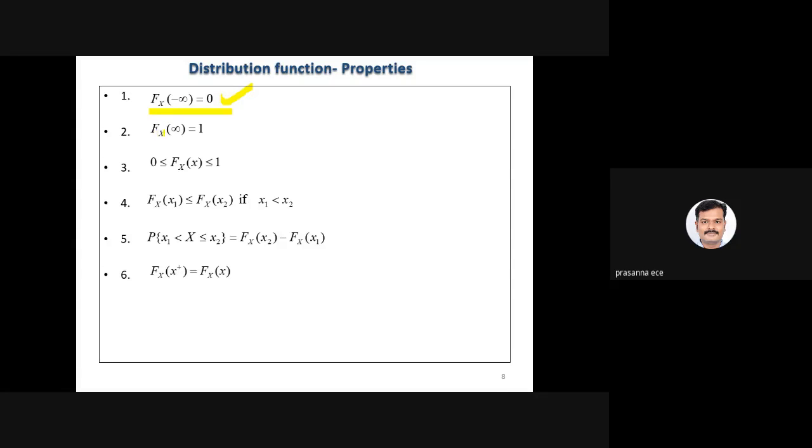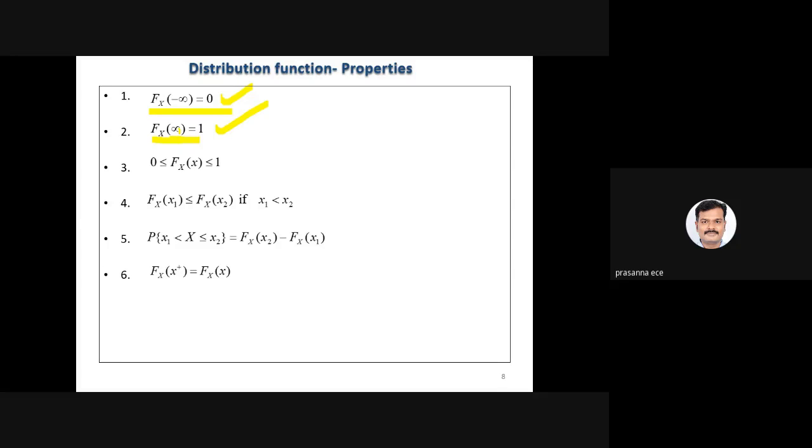And then F_X of infinity equals 1. What do you mean by that? It is the probability of all the events that correspond to the random variable being less than positive infinity. It just denotes the entire sample space, right? On the number line, positive infinity denotes the last value that a random variable can take. Any value below that last value will definitely have some event associated with it in the sample space. So definitely this event will happen. This is a sure event, so this becomes 1.